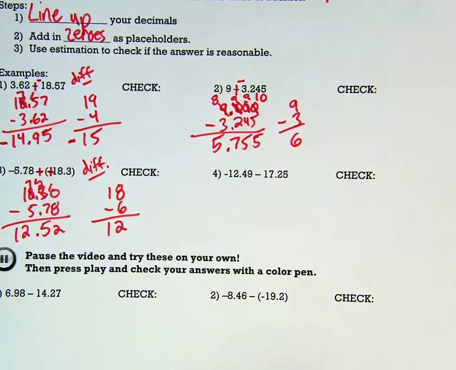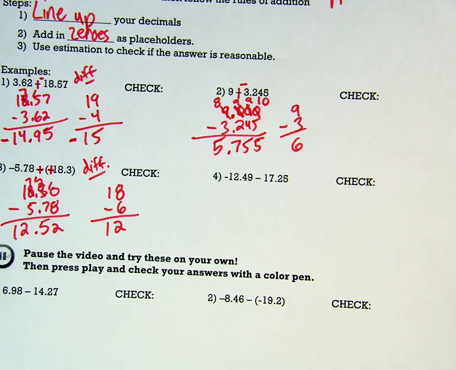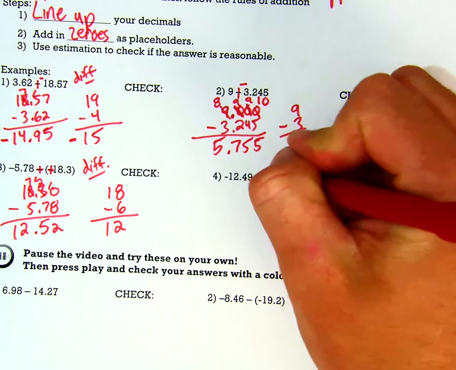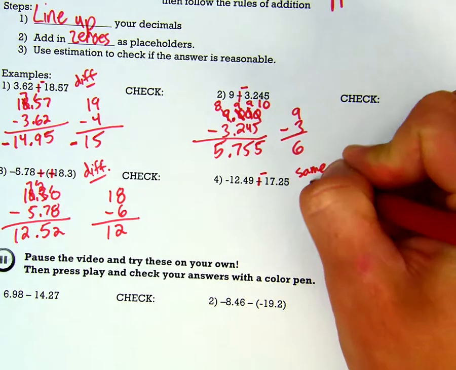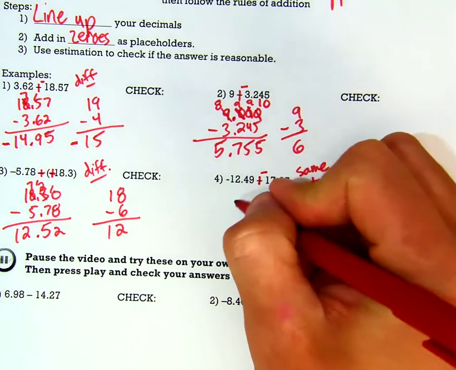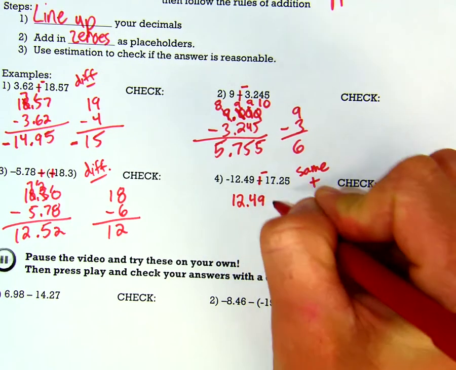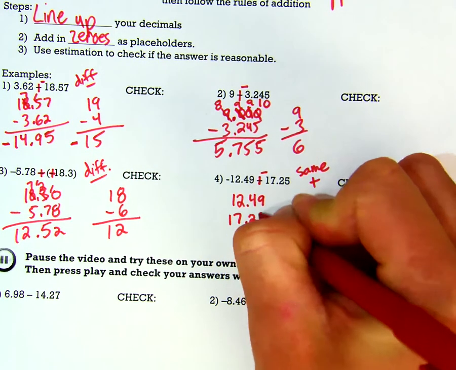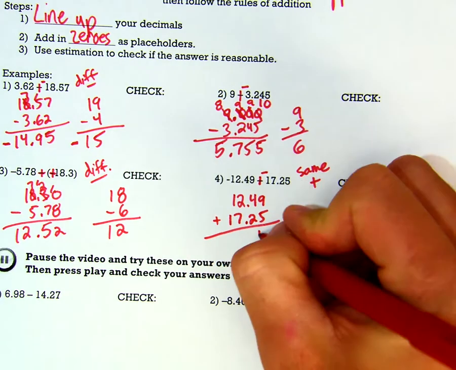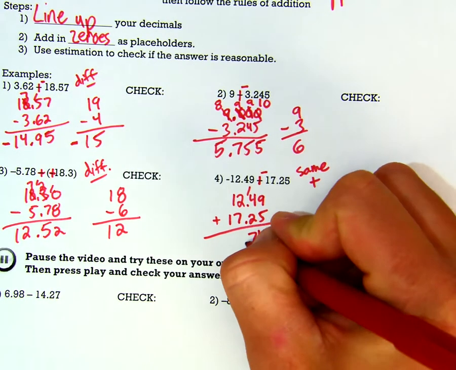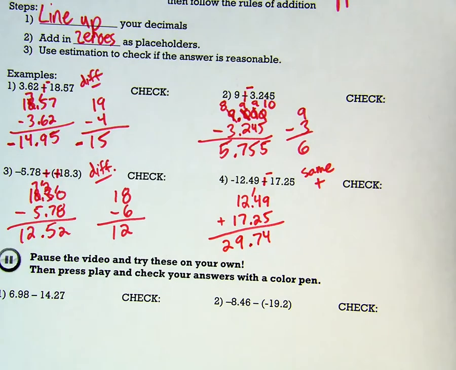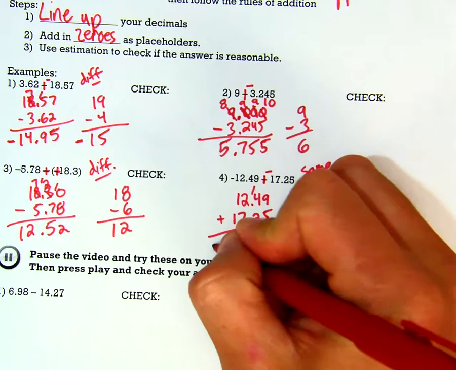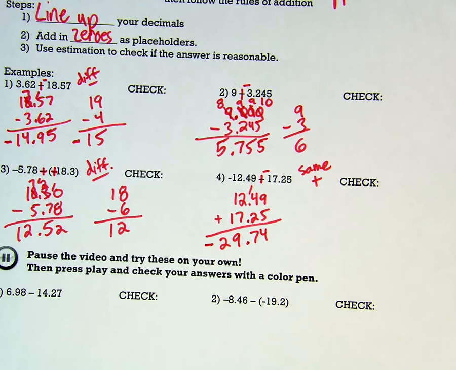Alright, number 4, negative 12.49 minus 17.25. So I don't subtract, I add my opposite. Now I have two negatives, so they're both the same, which means I'm going to add them together. So it does not matter which one is on top for that. So I get an answer of 29.74. And because they're both negative, my answer should be negative as well.